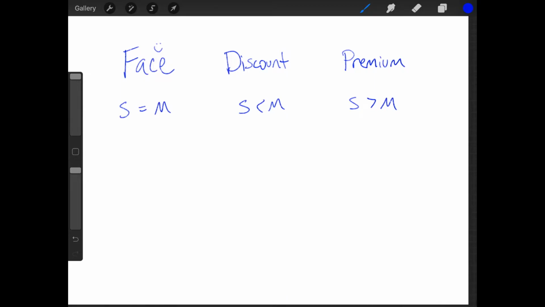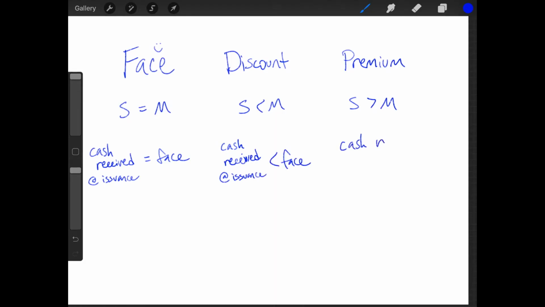Now, the second way to determine if your bond is issued at face, discount, or premium is to compare the cash you receive to the face value. So remember, we calculate the cash we receive at issuance as the present value of the future cash flows of that bond, and so if that present value, or that amount of cash received, is equal to face, then your bond is simply issued at face. However, if the cash you received at issuance is less than the face value, then your bond is issued at a discount, and if the cash you receive at issuance is greater than the face value of your bond, then that bond is issued at a premium.